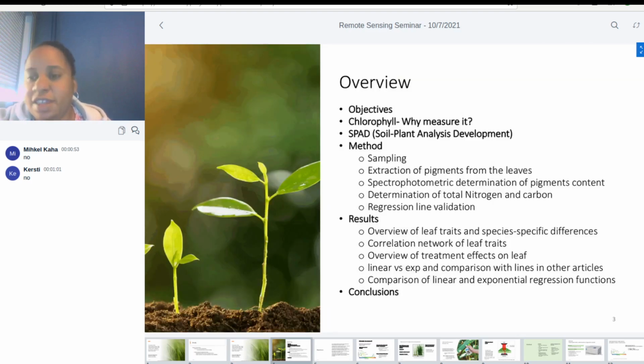Here is a brief overview of this presentation. We have the objective, chlorophyll and why measure it, SPAD as an instrument, and we will give a brief explanation of how it works, method, results, and conclusions.